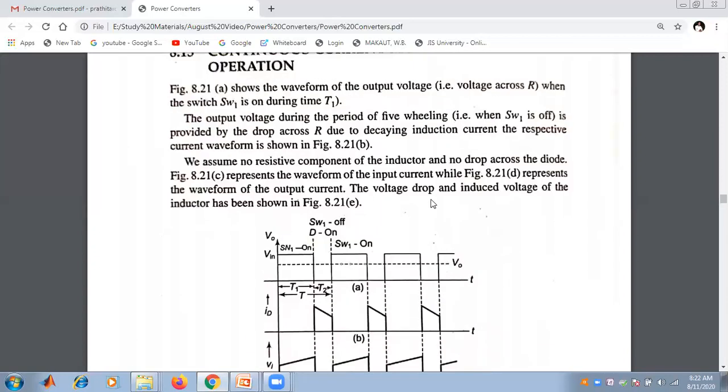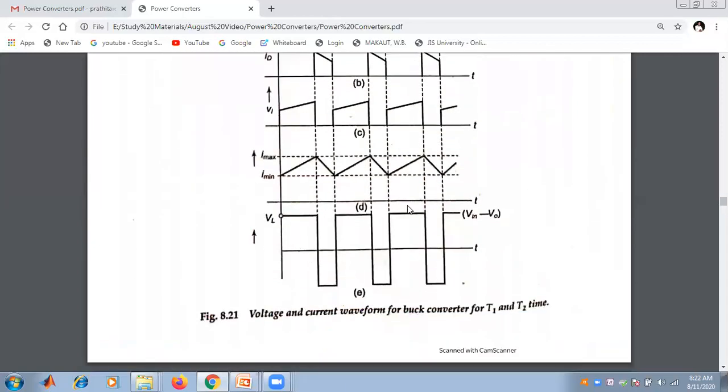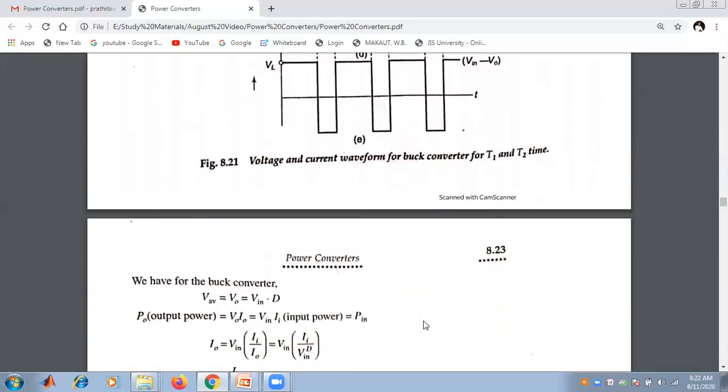The voltage drop and the induced voltage of the inductor are shown by the graph, that is Vin minus V0. This is the general graph of Vin minus V0. So this is the voltage and current waveform for the buck converter for T1 and T2 time.